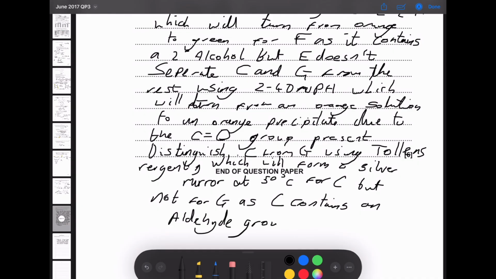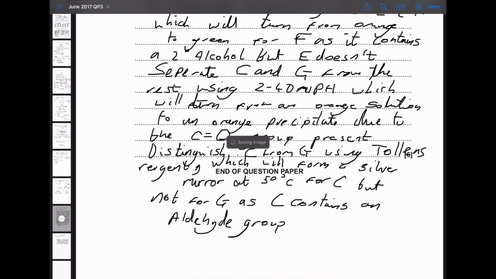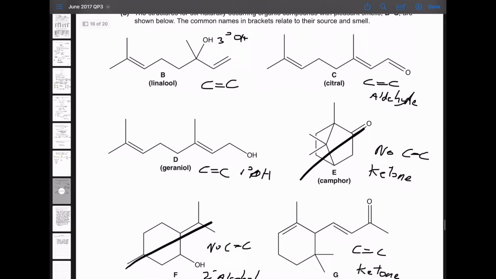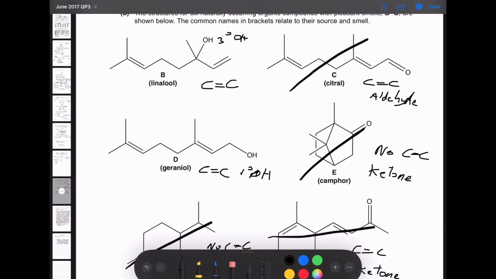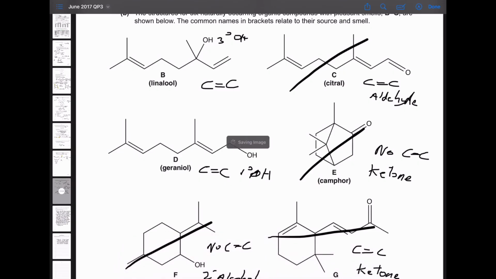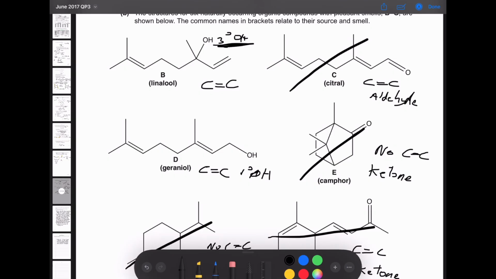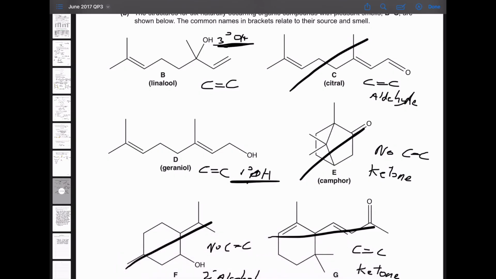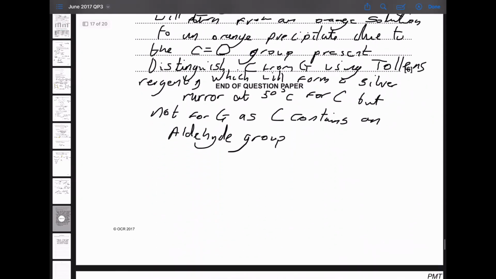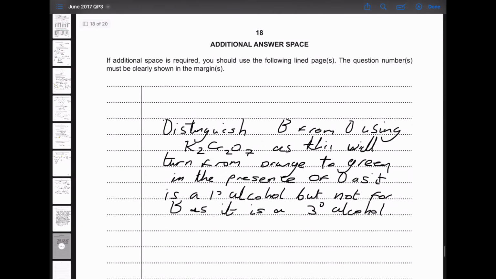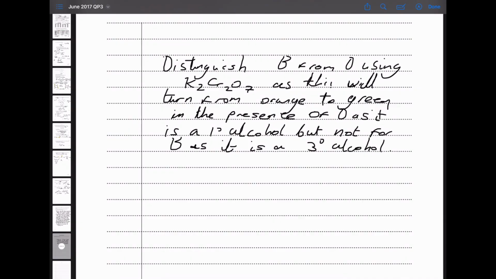And then, finally, we've now separated C and G, so the only ones we have left to separate are B and D, and that's nice and easy. We've got a tertiary alcohol here and a primary alcohol here. We're going to use acidified potassium dichromate again. So distinguish B from D using acidified potassium dichromate, as this will turn from orange to green in the presence of D, as it is a primary alcohol, but not for B, as it is a tertiary alcohol. And that's all your tests done.